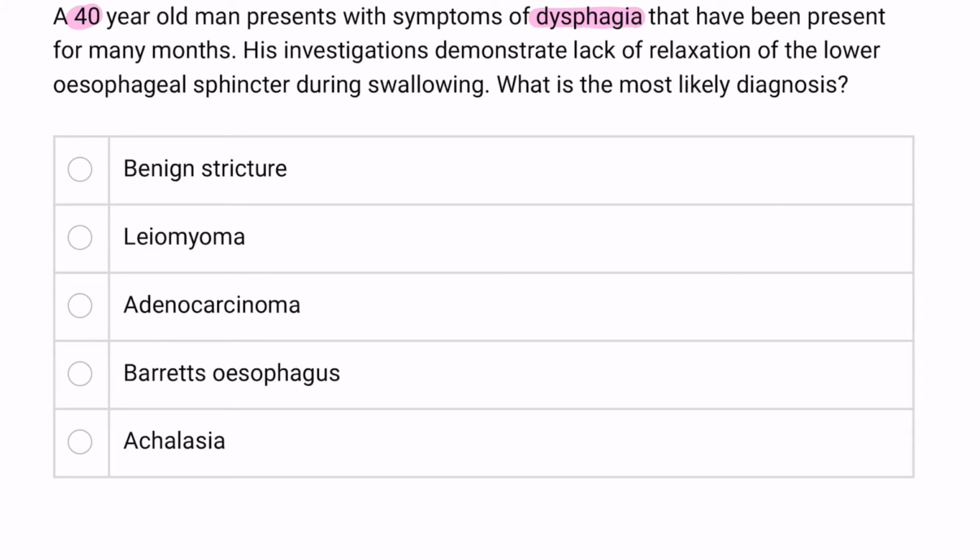A 40-year-old man presents with symptoms of dysphagia that have been present for many months. His investigation demonstrates lack of relaxation of the lower esophageal sphincter during swallowing. What is the most likely diagnosis?